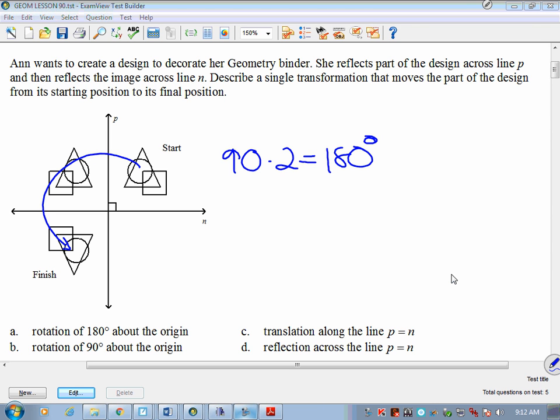Now, and I believe they do ask for that. Describe a single transformation. So we have a rotation of 180 degrees about the origin. Okay? So we're going to go with A for that answer. Somebody check down at the bottom. Is that the correct answer? Yes? Okay, perfect.